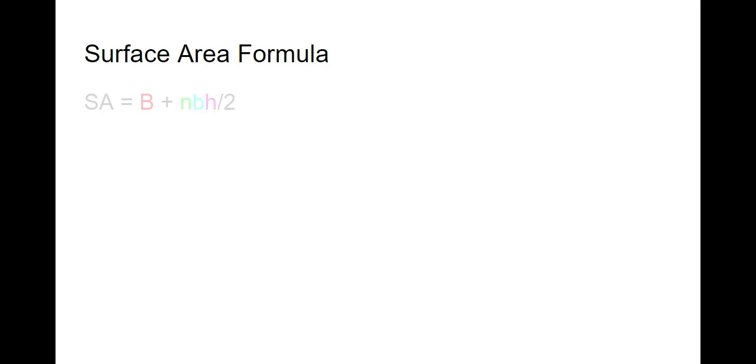So our surface area formula is big B, which stands for your base area, plus N times B times H divided by 2. Okay, and I know that seems strange, but if we look at the N, that's the number of sides you have, and then the B is your base, and then we have the height divided by 2. So if you look at base times height divided by 2, that's just your triangle formula. And then the N would stand for how many triangles you have.